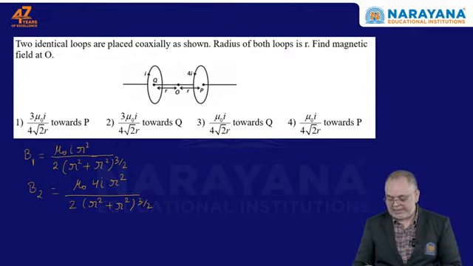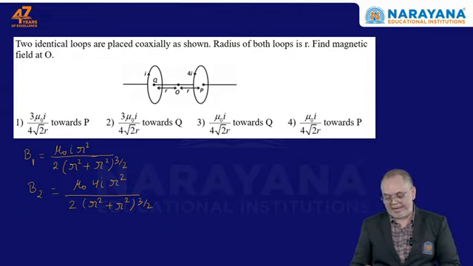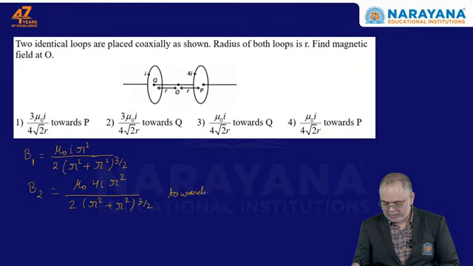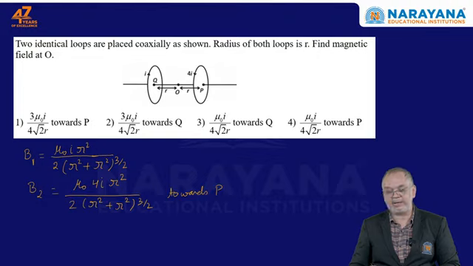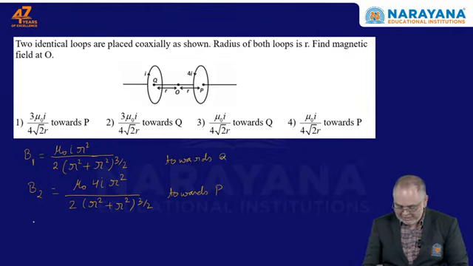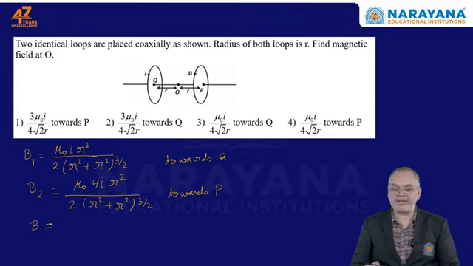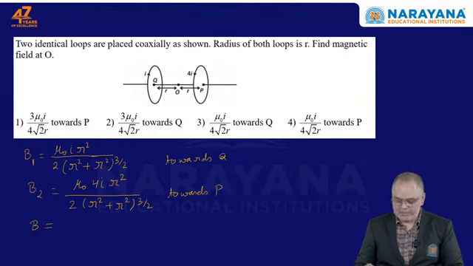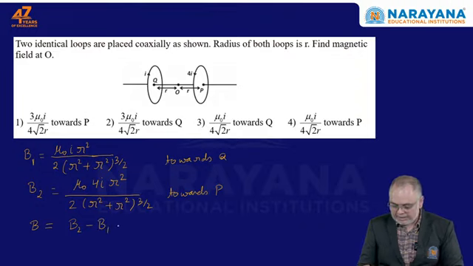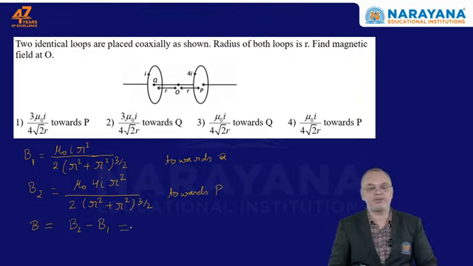Now if you see the direction of the field, because of 4i current, that is towards P, and because of current I, the magnetic field at point O is directed towards Q. So the net magnetic field, we subtract these two, as they are in opposite directions, and B2 is more than B1, so B2 minus B1 is the net field, and the direction will be towards P, because B2 is more than B1.